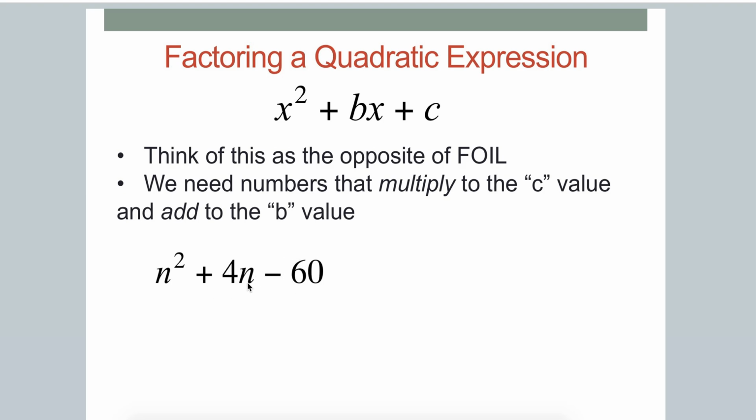So if we're trying to factor this, think of this as the opposite of FOIL, meaning eventually we're going to try to get this broken down into two binomials such that when you multiply and FOIL them out, you get back this original. So what that comes down to doing is finding two numbers that multiply to the c value, or the constant, and at the same time add to the b value, or the value out in front of the variable.